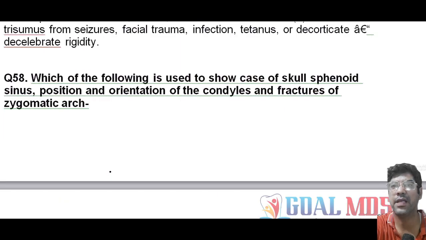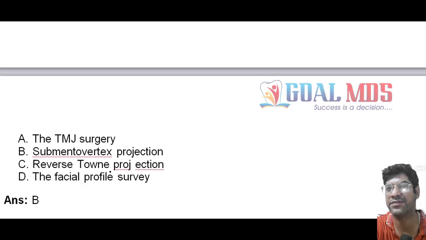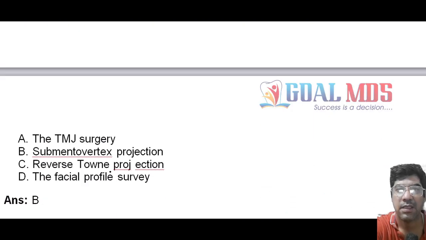Which of the following is used to showcase the skull, sphenoid sinus position, orientation of condyle and fracture of zygomatic arch? The submentovertex view, also known as the base of skull axial view, is used to see the various aspects of the skull, sphenoid sinus, orientation of condyles and fracture of the zygomatic arch.